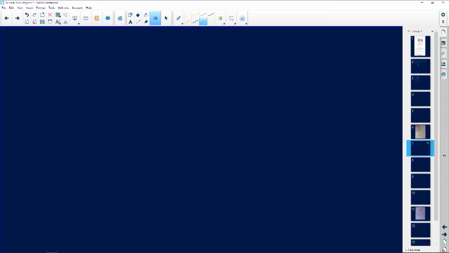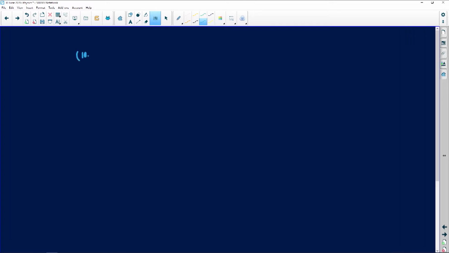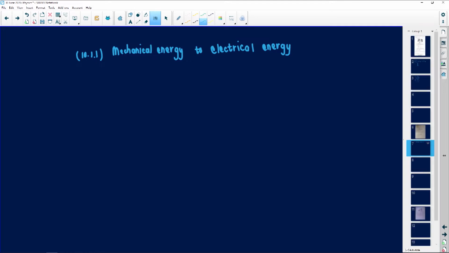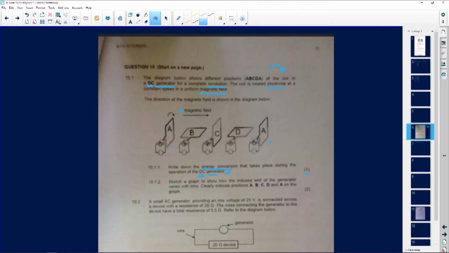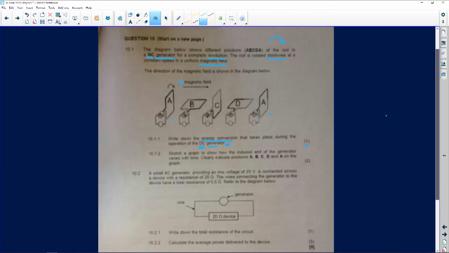So the first one I have, 10.1.1, the energy conversion that takes place is from mechanical energy to electrical energy. So that's the first question that we have. Very easy, you can't get that wrong. Now let's look at the next one.